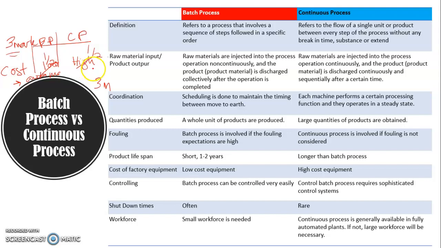Continuous process needs automation so that it is easy to control, so that the price of continuous process is higher than batch process. Then you can get complete or full marks.